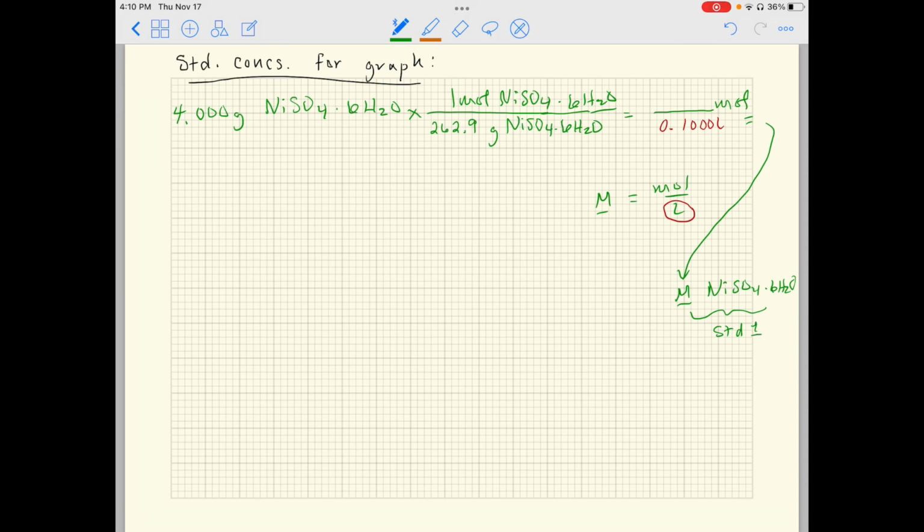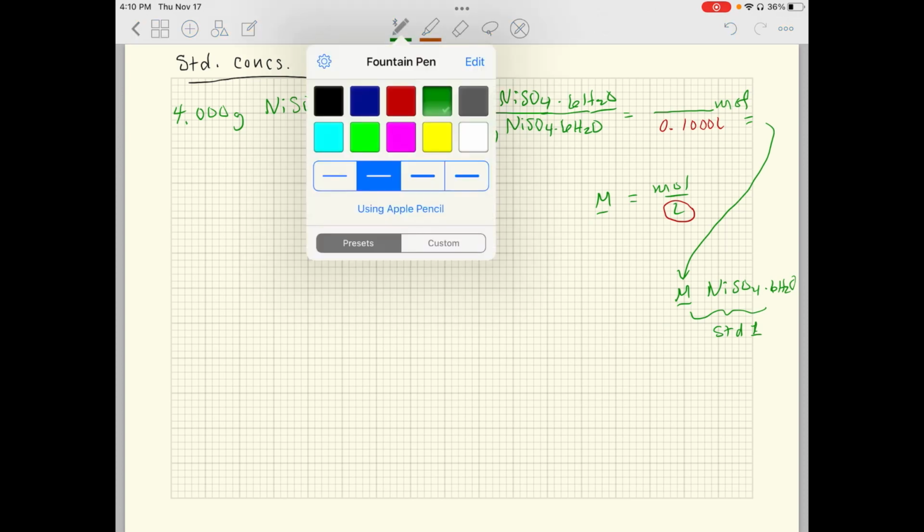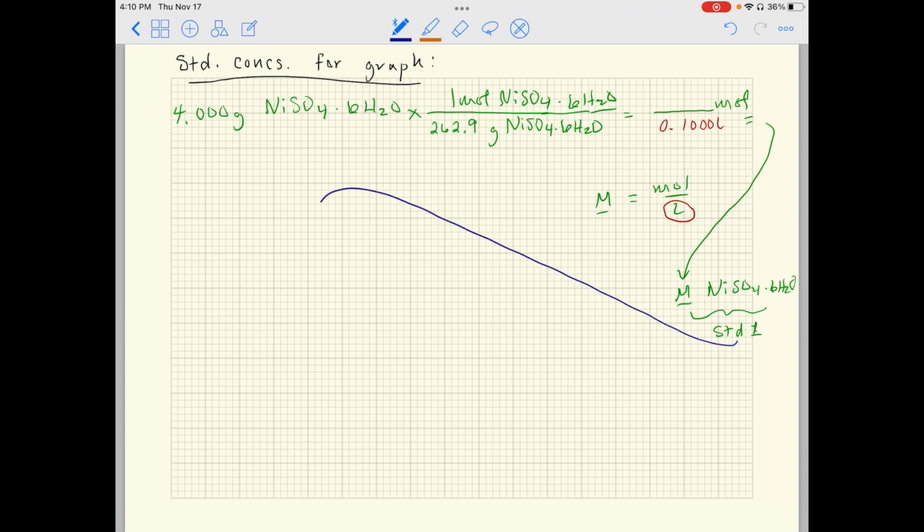Now remember, from standard 1, you made all of the rest of the solutions through something called dilution. So we're going to go to a different color to show that. And so now we're going to figure out what is the actual concentration for standard 2. And we're going to use an equation I'll call the dilution of solutions equation, and it is actually M1 V1 is equal to M2 V2. So you're going to take the concentration for standard 1. That's going to come directly from here. So that concentration here, you're going to plug in right here.